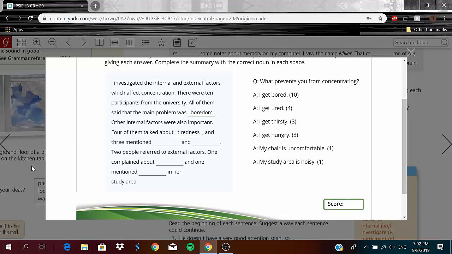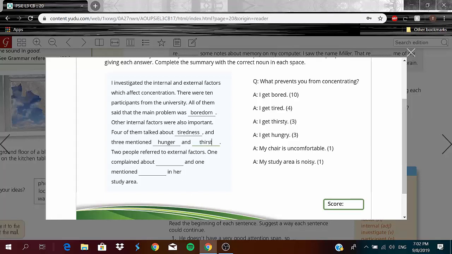4 of them talked about tiredness. And 3 mentioned hunger and thirst. 2 people referred to external factors.